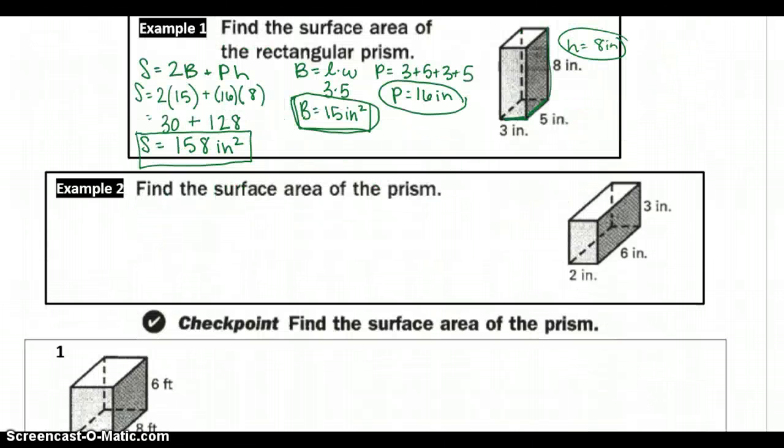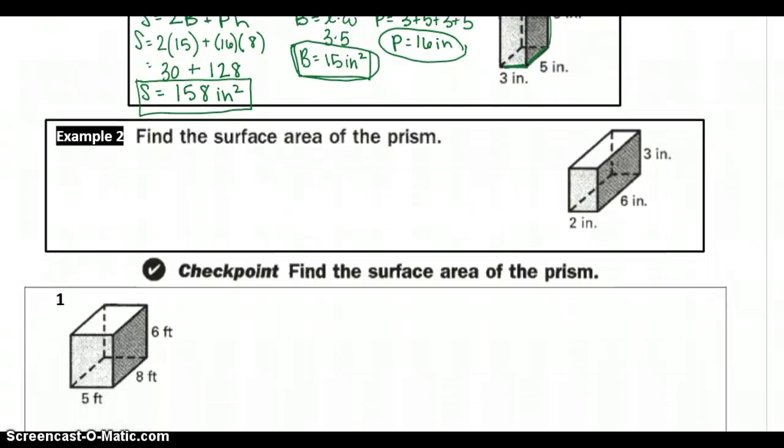Alright, let's look at example number 2. Again, we're finding the surface area of a rectangular prism. Our base here, the top and bottom, are both rectangles. So I'm going to use the formula S equals 2 times B plus P times H. We need to find B, the area of our base. Again, it's a rectangle, so we're going to use length times width. And plug in 2 for our length and 6 for our width. So we have a base area of 12 square inches.